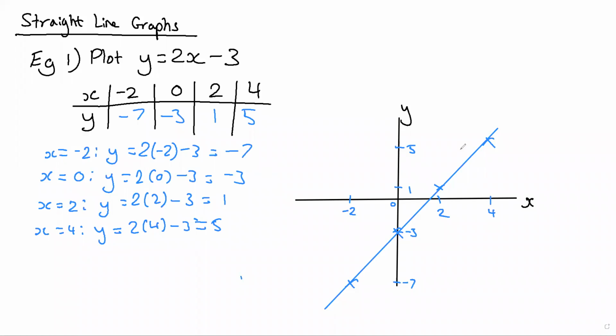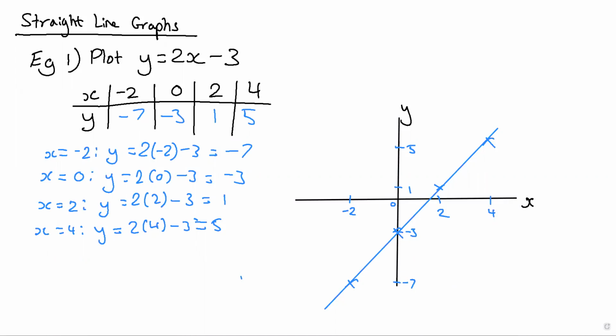But bear in mind, you only actually need 2 points, because straight line graphs don't change gradient, or we could say direction. They're just straight. You only need 2 points to know what the whole line looks like. And that's something we'll use later.